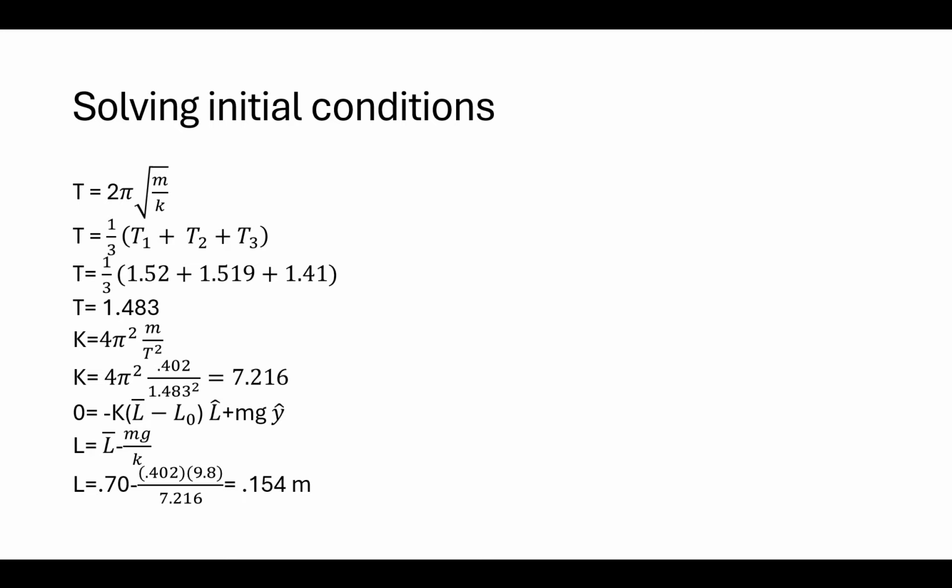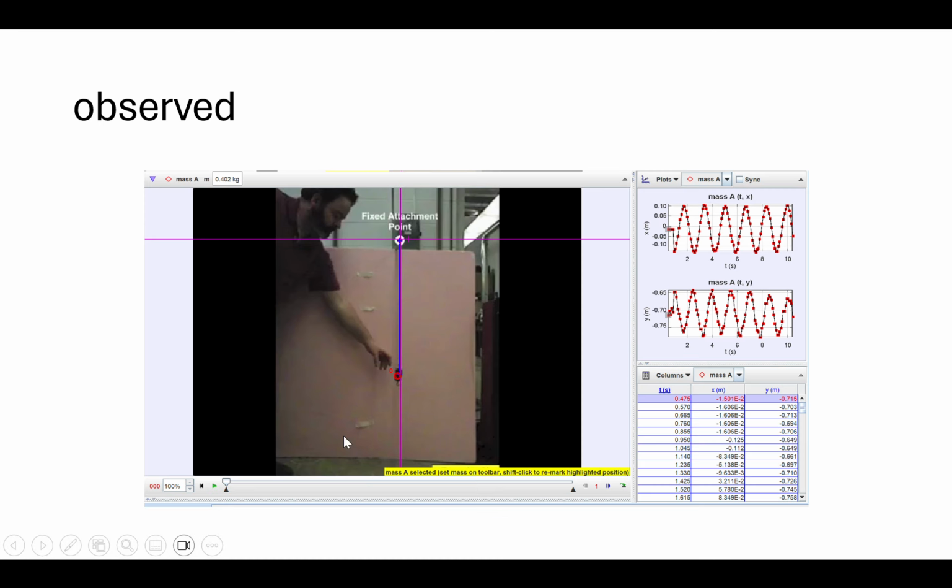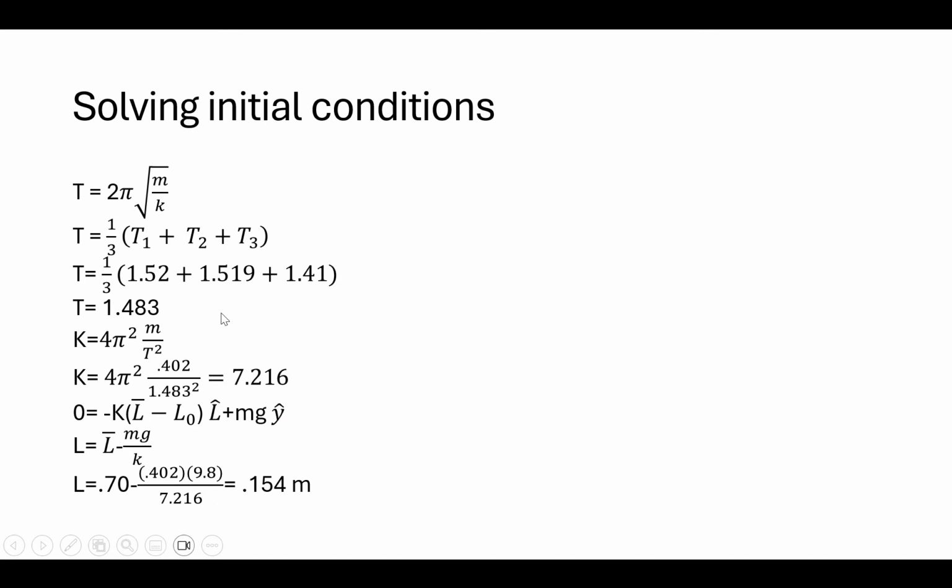Oscillation period, which is T, I got from the observed video, comparing the peaks and then averaging out to get 1.483. And spring stiffness, which can be calculated using the formula above and moving things around. So I got spring stiffness equals 4 pi squared times mass over oscillation period squared, and I got 7.216.